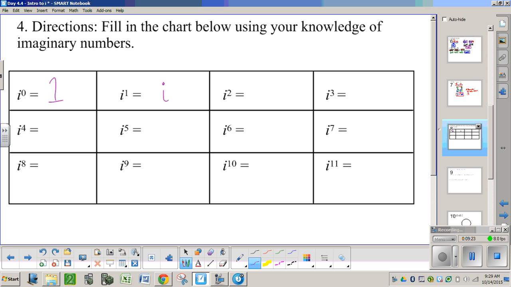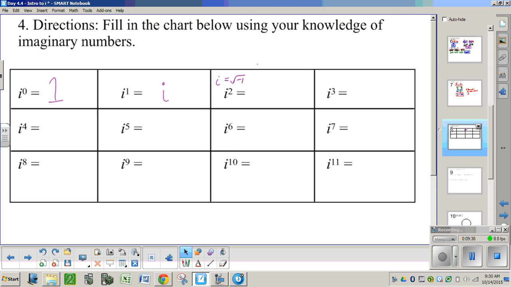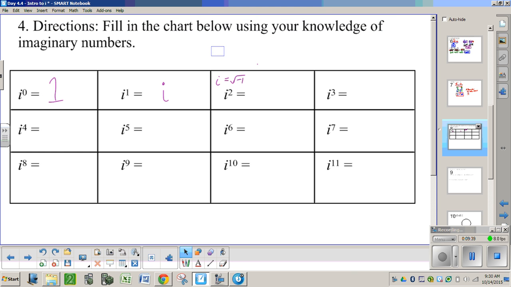Now, let's take a look at i squared, though. If I know that i is equal to the square root of negative 1, and I multiply the square root of negative 1 times the square root of negative 1, I should just end up with negative 1. So i squared is equal to negative 1. Now that's going to come in really handy. So that little piece of information you're going to want to tuck away. Now, if I do i cubed, that means I really take i squared and I multiply it by i.